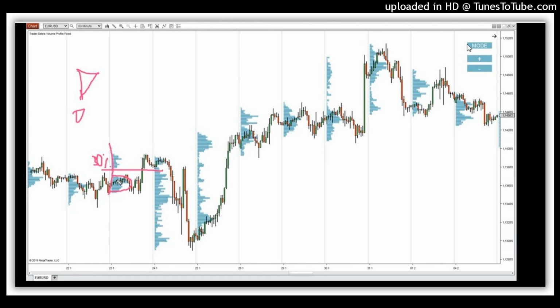So the higher prices got accepted, but there was a B-shaped profile in here, which is a sign of strong sellers. So you may want to think about looking for shorts in a case like that. As you can see, the price went downwards. This is a double distribution profile, but it doesn't really tell us anything in this case.